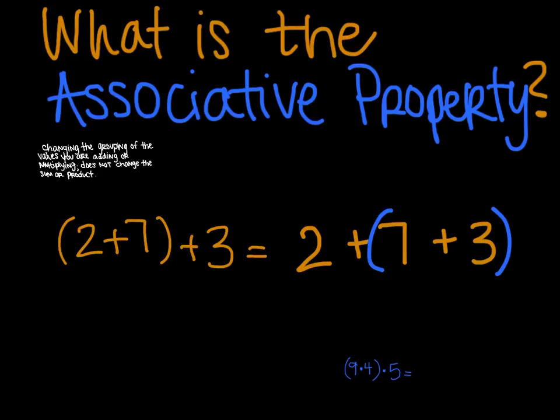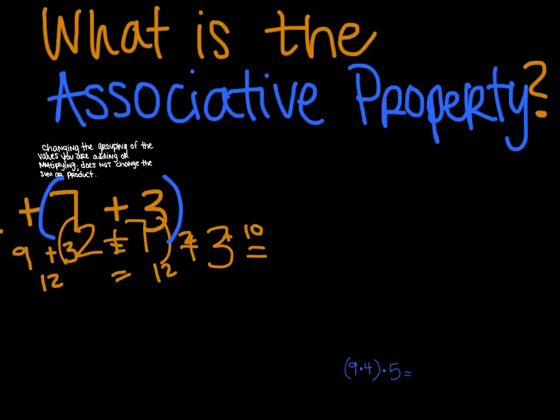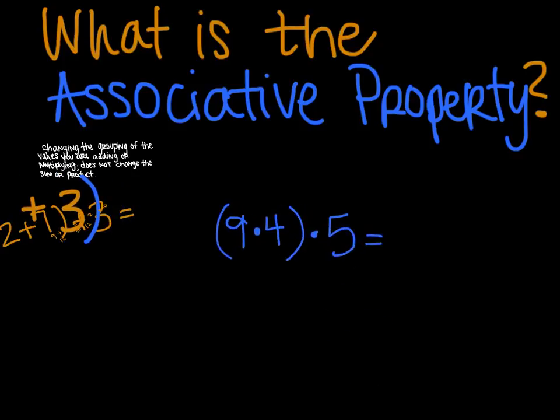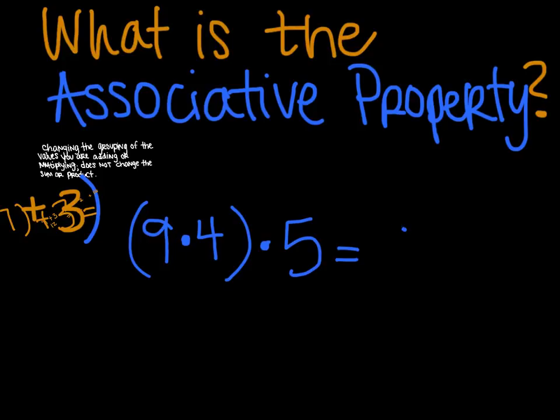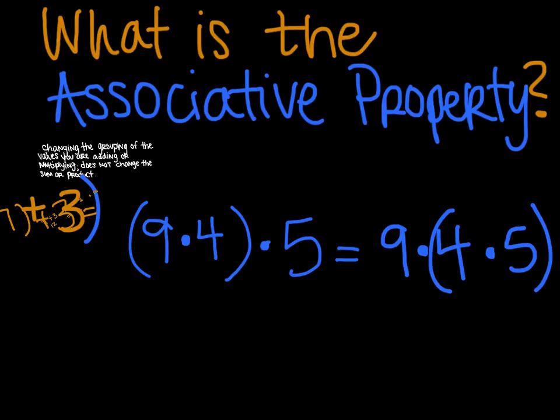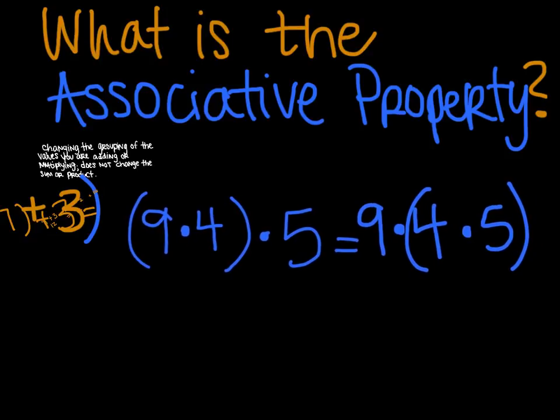Following order of operations, 2 plus 7 is 9. 9 plus 3 is 12. I'm doing the same thing. 7 plus 3 is 10. Plus 2 is 12, so that works. Alright, next one. 9 times 4, so this is using multiplication. Again, the order stays the same. You just change the parentheses. And this will not change your answer. You will get the same answer regardless of the way it looks.